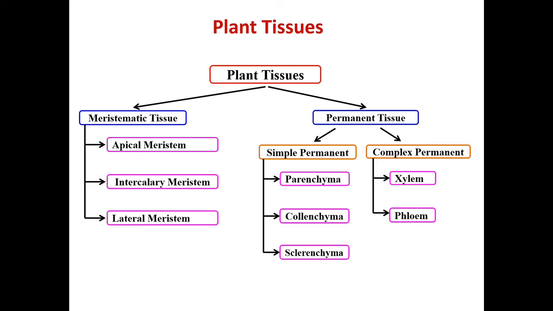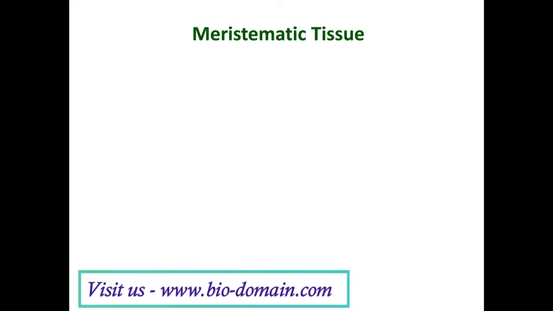Okay students, now let's elaborate on meristematic tissue in detail. Dear students, growth of plants occurs only in certain specific growing regions such as tips of stems and tips of roots. Growth takes place in these growing regions due to the presence of a dividing tissue known as meristematic tissue.